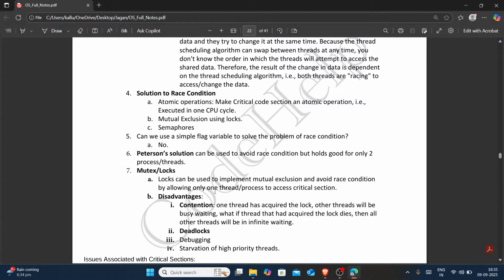Peterson's algorithm is a solution, but for two process threads.